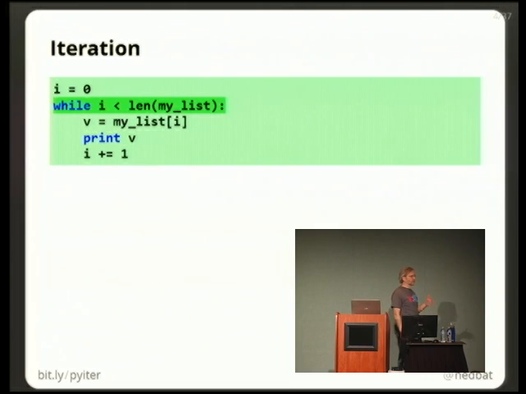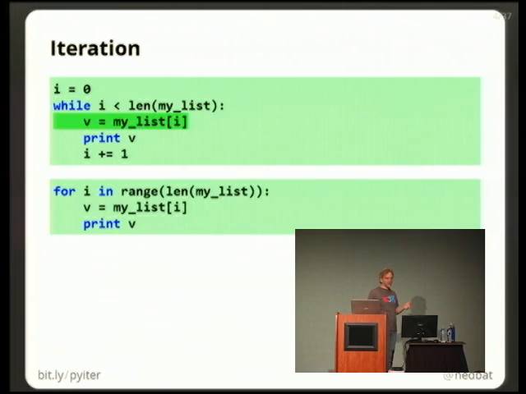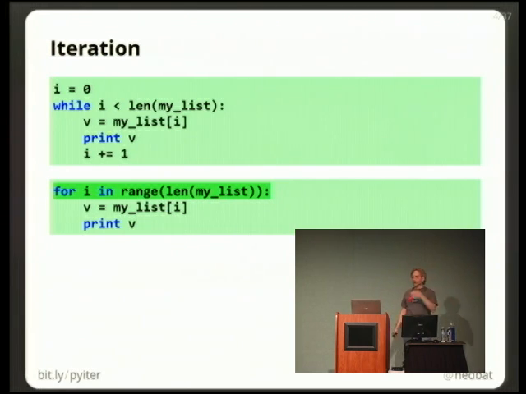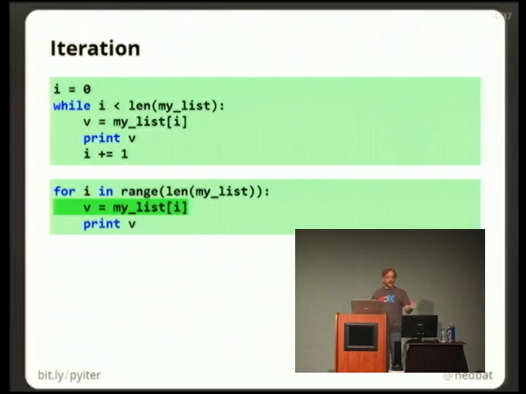This is how most programmers are taught to loop initially because it uses the simplest tools available in the language, and it's available in any programming language. Python programmers know you shouldn't do this. If you want to loop over all of the indexes of a list, you can use the range function. Range of len of my list will give you an i that ranges from 0 to one minus the length of the list. You can get the element out of the list, and you can print it.